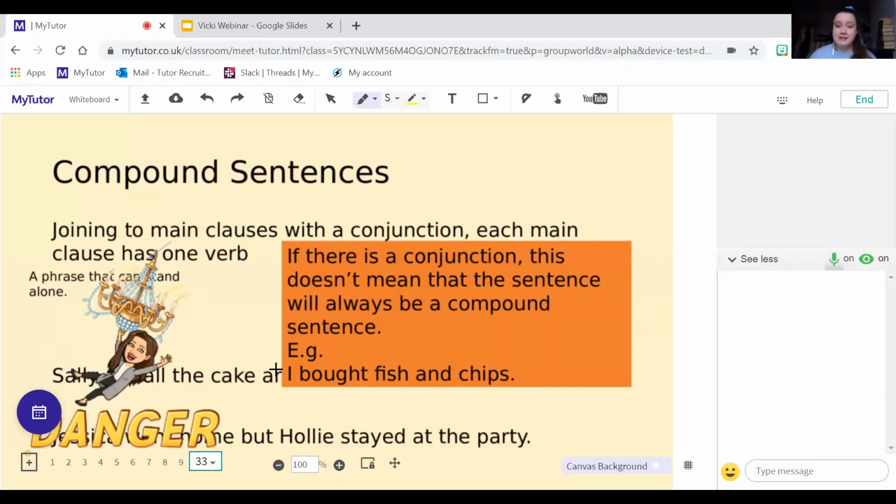Now what you've got to be really careful about is that just because there's a conjunction doesn't mean it's a compound sentence. So for example, I bought fish and chips. Now, chips isn't a main clause by itself. This is just a simple sentence because we've only got 1 verb. So don't be caught out by that one.